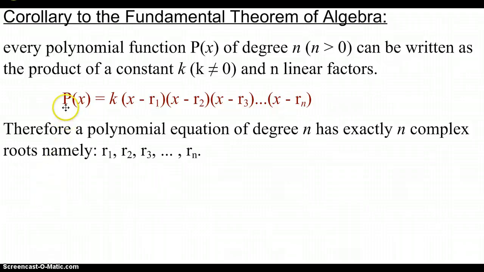And if you look at our polynomial function, it's in the form x minus your first root, x minus your second root, x minus your third root, and all the way to your last linear factor. And that's it.